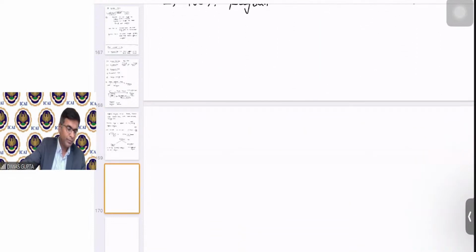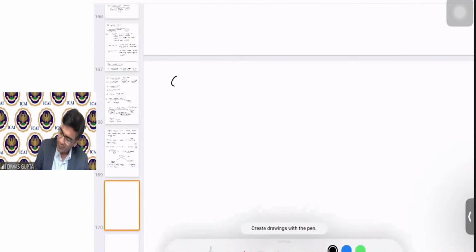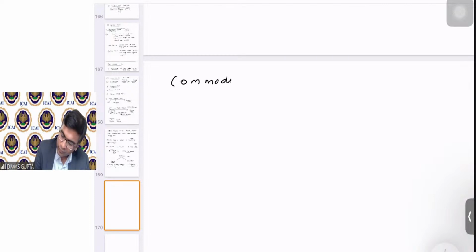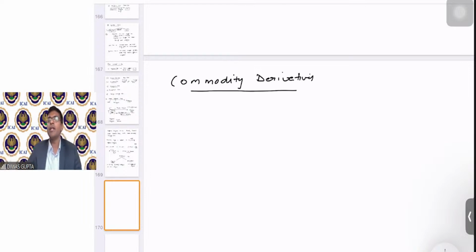Now let's come to commodity derivatives, students. Commodity derivatives are not new to us, right? Because in the first session of derivatives, we discussed that derivatives have an underlying, and the underlying can be anything. It can be a commodity also.